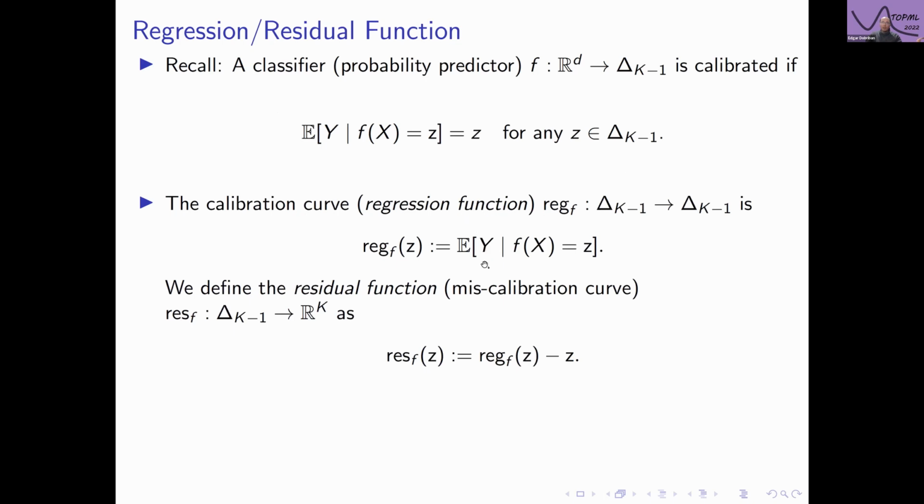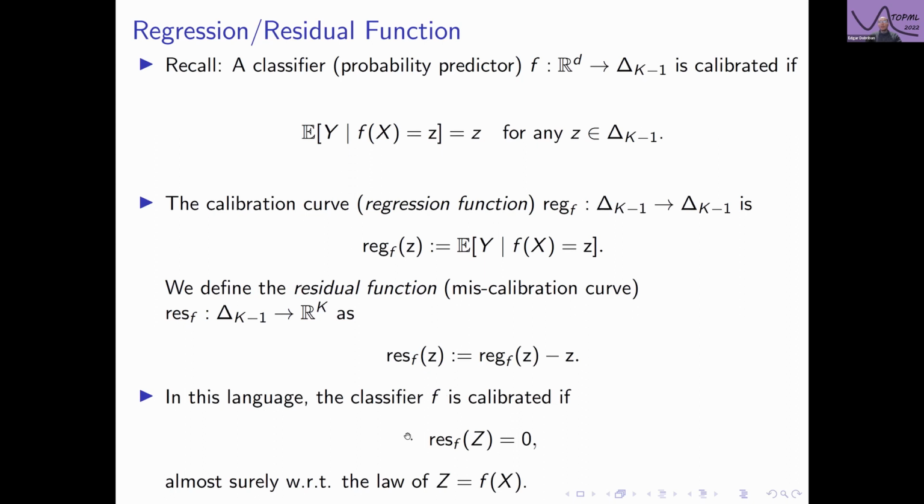And so some terminology here is important. This curve is called the regression function. We call it the regression function, and especially in the binary case, other works have called it the calibration curve. So I will just use this notation reg_f. And the residual function or miscalibration curve is just this regression function minus z, which basically has to be 0. So a classifier is calibrated if and only if this residual function is 0 almost surely with respect to the law of the probability distribution of f(X).